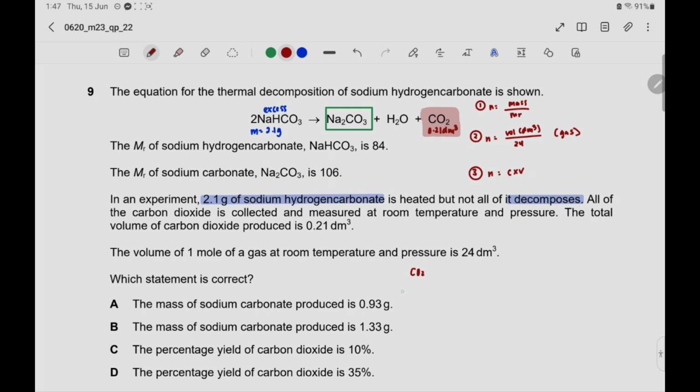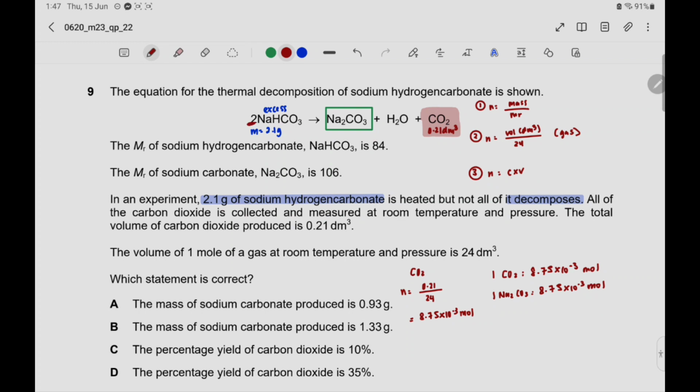I want to find the number of moles equals 0.21 divided by 24. If you press your calculator, you should get 8.75 times 10 to the power of negative 3 mole, which is very small. If 1 carbon dioxide can make 8.75 times 10 to the power of negative 3 mole, 1 sodium carbonate, you should also make 8.75 times 10 to the power of negative 3 mole. You get what I mean? Because it's 1 and 1.